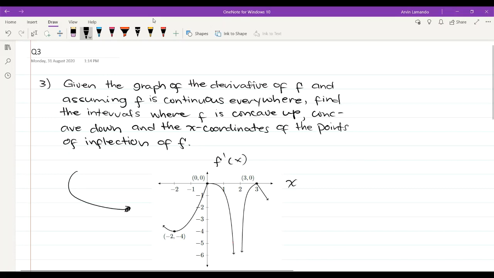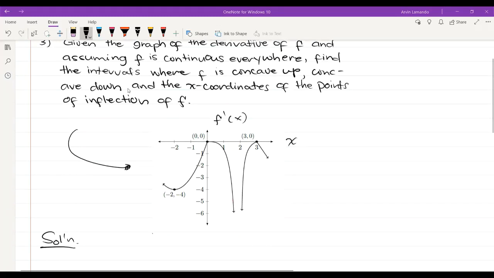Given the graph of the derivative of f and assuming that f is continuous everywhere, find the intervals where f is concave up, concave down, and the x coordinates of the points of inflection of f. So this is the graph of f prime of x.